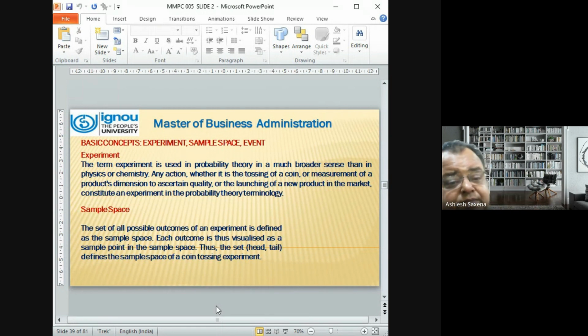Second part comes sample space. The set of all possible outcomes of an experiment is defined as sample space. Simple example, tossing of a coin. Either you will get head or tail. That means your sample space has 2 outcomes, which are tail and head. Each outcome is thus visualized as a sample point in the sample space. Thus, the set head and tail defines the sample space of the tossing of a coin.